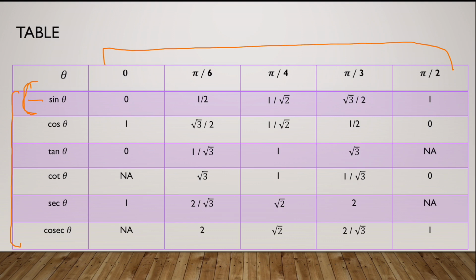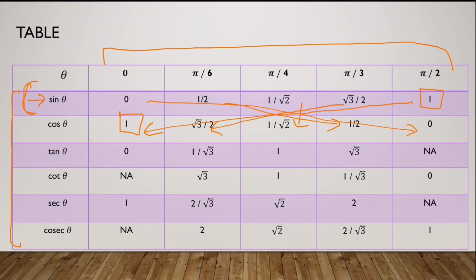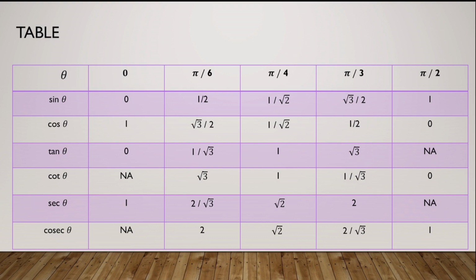And if you remember these values of sine theta, then cos theta is just the exact mirror image. If pi by 2 is 1 for sine theta, it is 1 for 0. If pi by 3 is root 3 over 2 for sine theta, it is root 3 by 2 for pi over 6. You see how each thing is just mirrored over here. This goes here, this goes here, this goes here, that goes there, and that goes there. So it is just the exact opposite order.